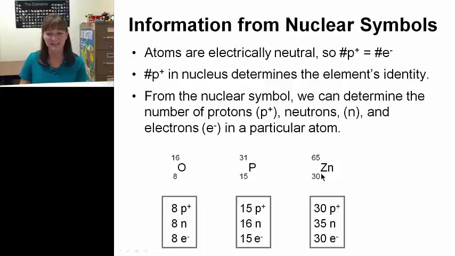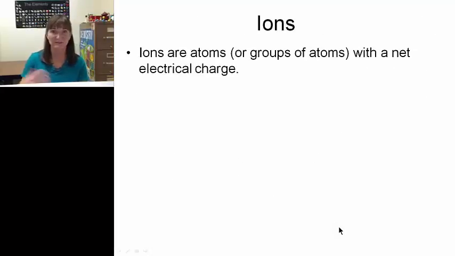Over here for zinc, look at the lower left-hand number, 30. So there are 30 protons and 30 electrons. 65 minus 30 is 35, so there are 35 neutrons. Make sure you're able to do that. Contact me if you're not, and we can go over it a little bit slower in an office hour or by email.